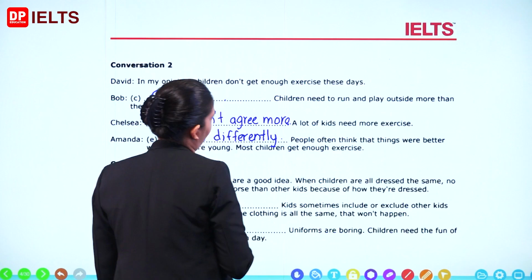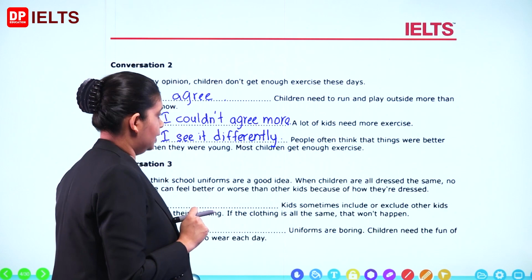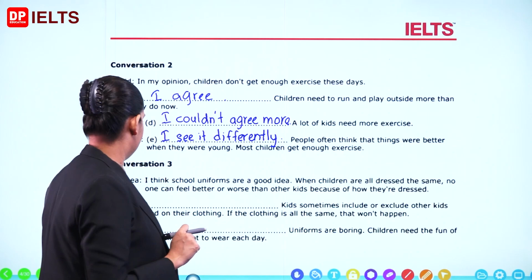People often think that things were better when they were young. Most children get enough exercise. Okay. Next one, Chelsea, David, Amanda conversation.